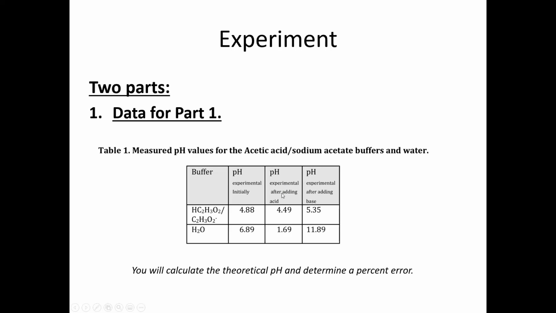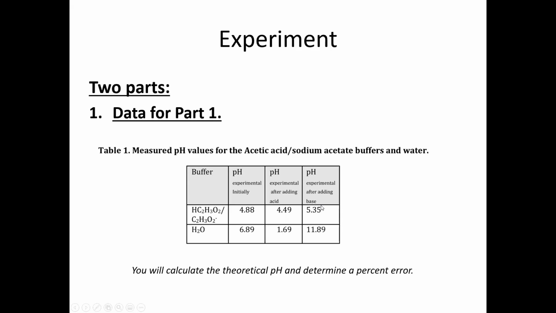So after we add the acid, the buffer solution dropped to roughly 4.5, and after adding the base, the buffer solution pH increased to 5.35. So it roughly dropped about, let's say, 0.4 after adding acid, and increased also about 0.4 after adding base. However, for water, just look at these values. After the same amount of acid, the pH dropped by more than 5 units.